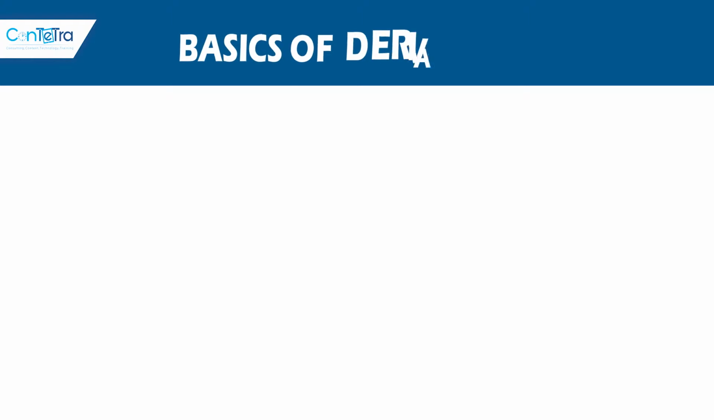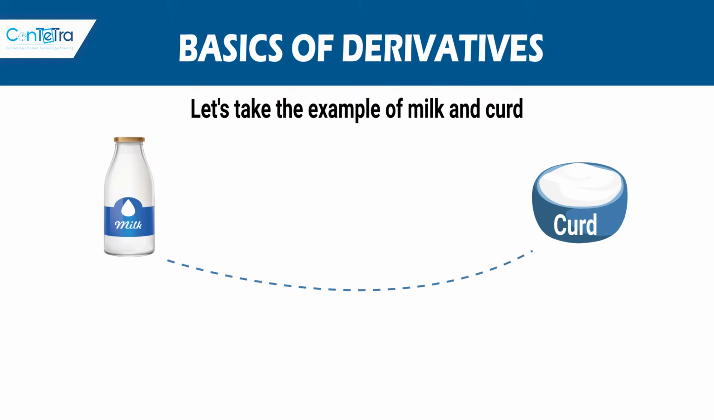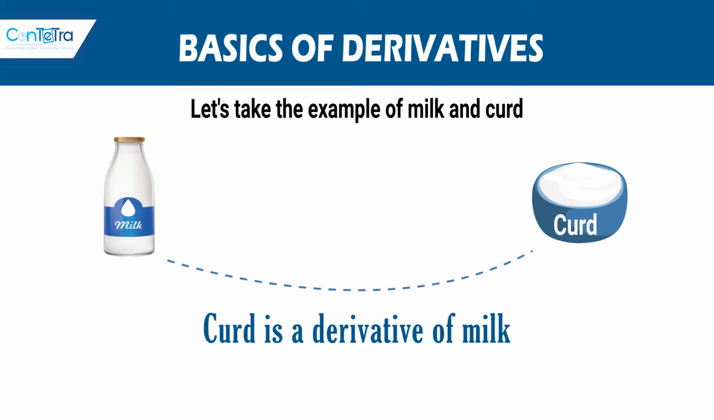Let me give a common real life example. Let's say you have milk. You buy milk, you consume milk, then you ferment the milk to form curd. So basically curd is a derivative of milk. Of course, you can further derive butter and buttermilk out of curd, but that is a separate discussion. Here, to prove my point, curd is a derivative of milk.